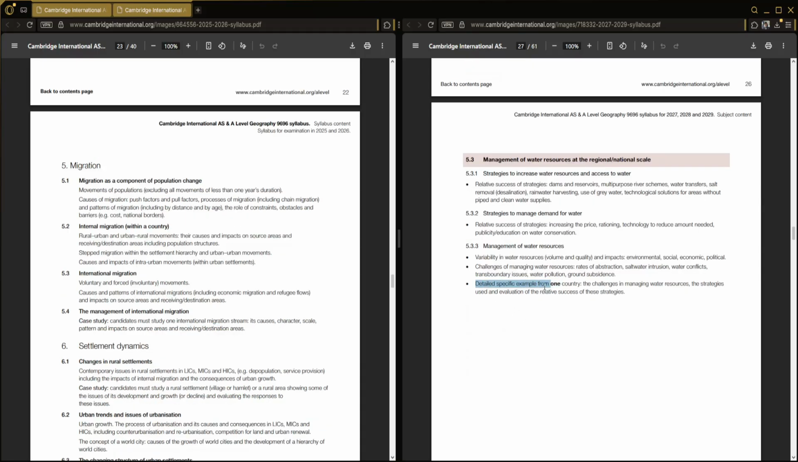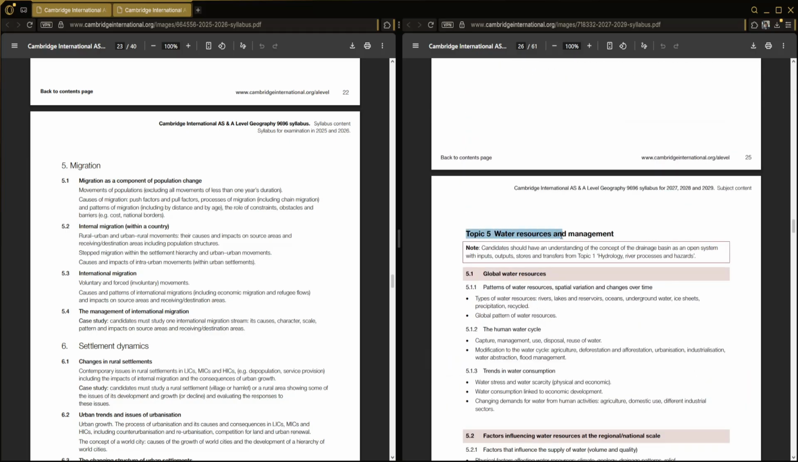For the case study, it's a detailed specific example from one country, the challenges in managing water resources, the strategies used, and evaluation of the relative success of these strategies. So basically, these two things, but a case study, and you can do your case study when doing these things, and you can skip this part.